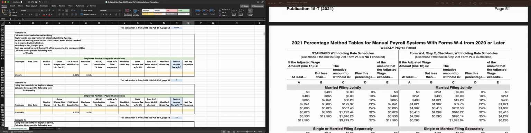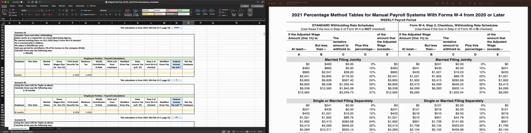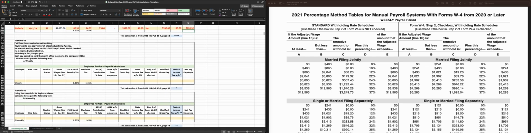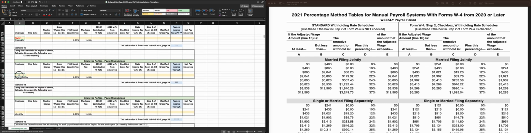Page 52. Here we go. Percentage method weekly payroll. So we're going to do, and it's going to change because we're going to do different methods for this scenario 4A. So it says calculate taxes and other withholding. Taylor works as a copywriter at a local advertising agency. So this is Taylor. All these are going to be the same. So we say this is Taylor. I'm on a Mac, so hit F4. I'm just going to copy this down.